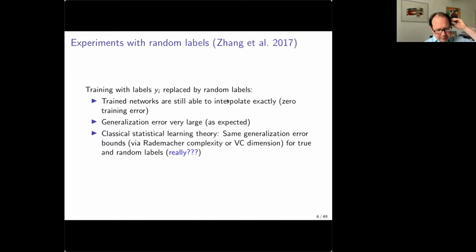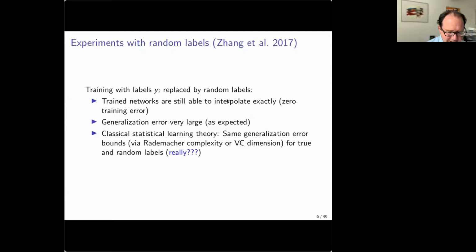These people actually did further experiments, which make the story even a bit more puzzling. You do the training with the true labels replaced by random labels. The trained networks are still able to interpolate exactly, which leads to zero training error. So still you find some global optimum, but now the generalization error is very large, as you could expect, because you basically fit the network to produce garbage.